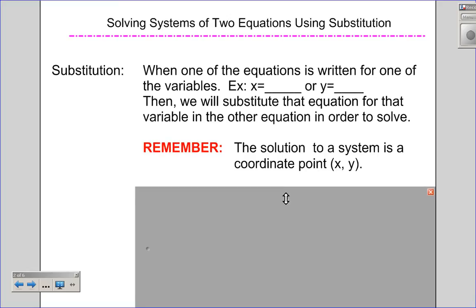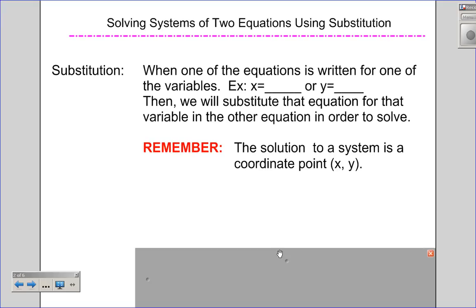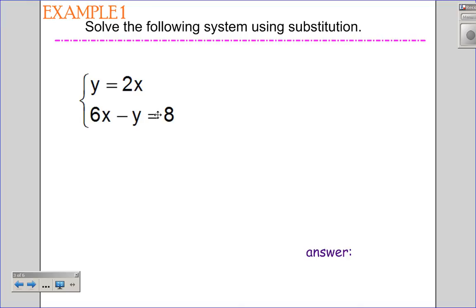So remember, the solution to a system is always a coordinate point. It's always that point where they intersect on the graph, which is x comma y. And we can always verify that by plugging our solution point into both equations, and it should work in both equations. So we're looking for when one equation is written for one of the variables. Let's take a look at our example.